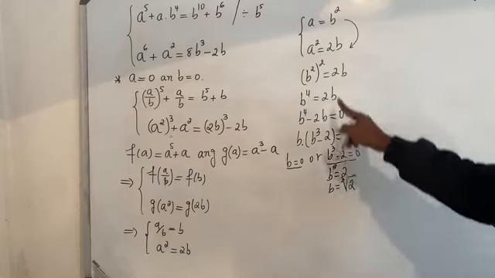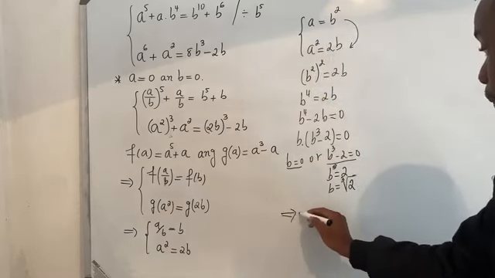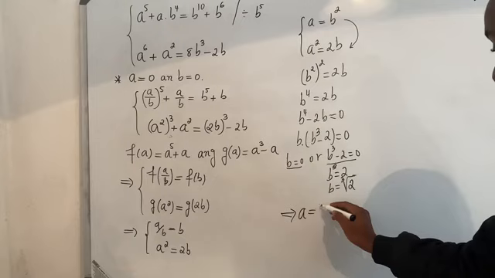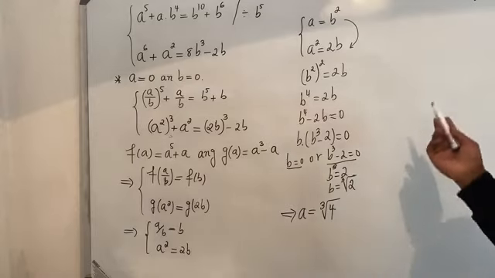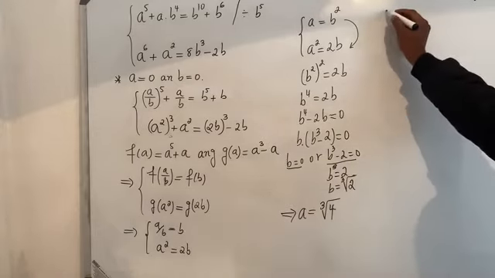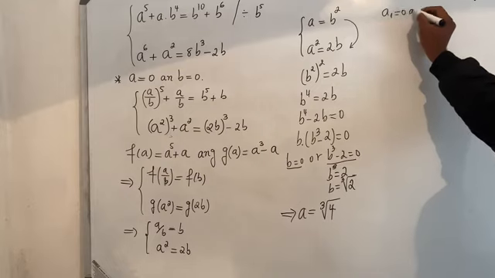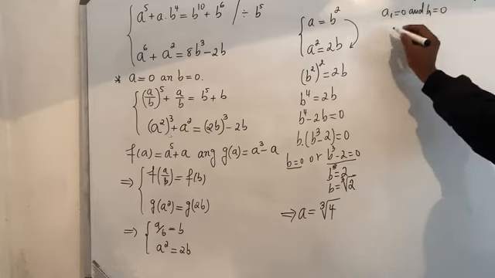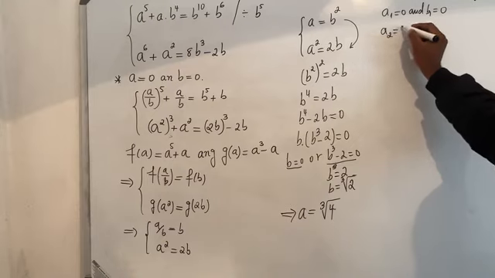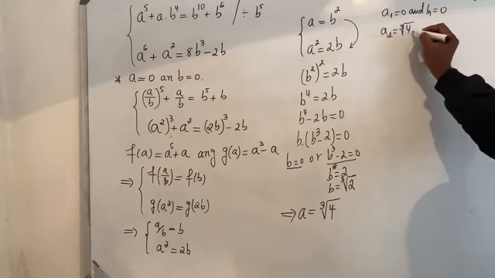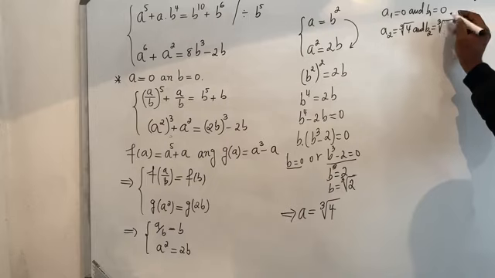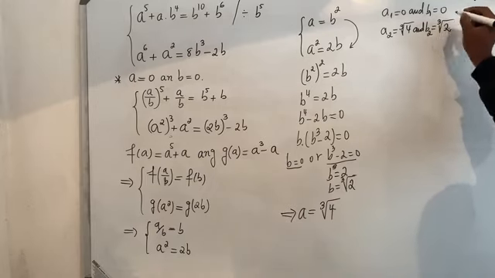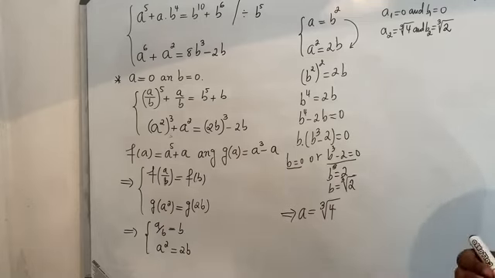Having the value of b, we can find the value of a. This implies that a is going to be equal to the cube root of 4, because it's squared. So those are the solutions that we have. We have a1 equal to 0 and b1 equal to 0, and we also have a2 equal to the cube root of 4 and b2 equal to the cube root of 2. So those are the solutions for this simultaneous equation.